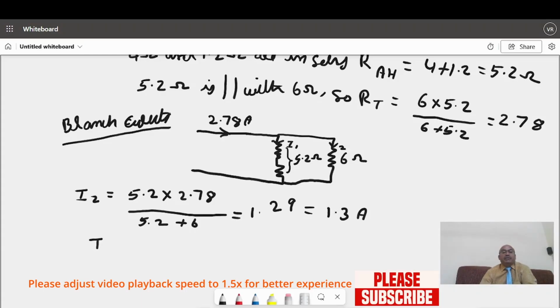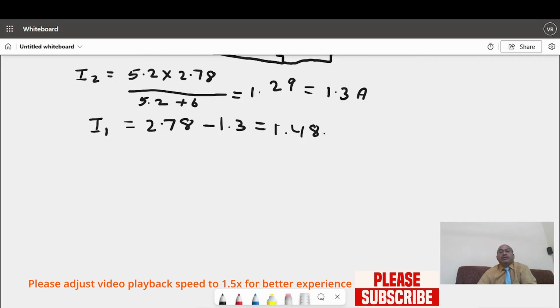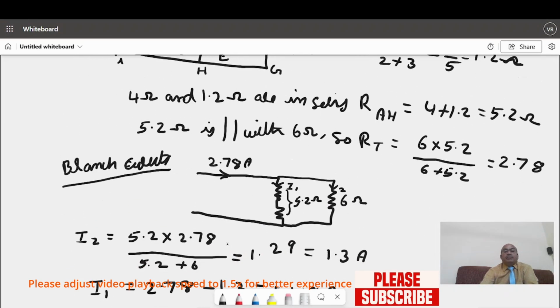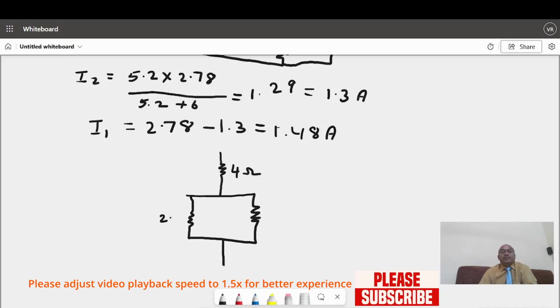So I1 is equal to 2.78 minus 1.3, directly you can take 2.78 minus 1.3, 1.48 amperes. So this 1.48 amperes is divided like this. Is it right? This is 2 and 3 ohm, this is 4 ohm. This is 2 ohm, this is 3 ohm. So the current flowing in this is 1.48. The 1.48 is divided into two branches.